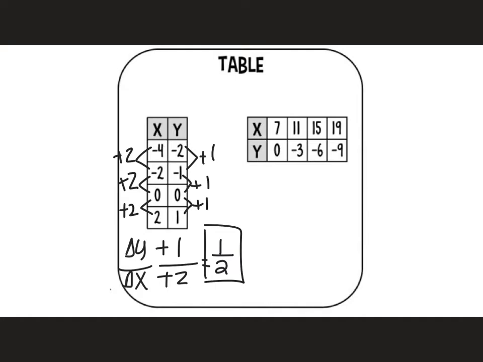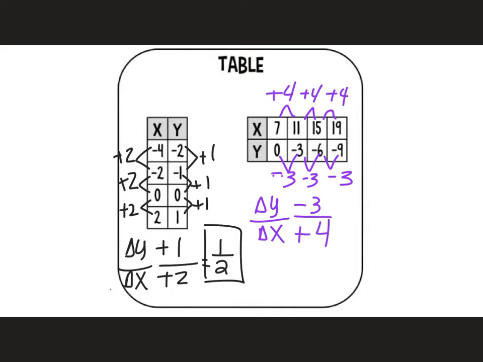Let's try the next one. Again, this is a horizontal table, but we still treat it the same way. We're still going to do change in y over change in x. So my change in y each time, I guess I wrote that a little too close to my table. Let me move that down. So we're going to do change in y over change in x. So my change in y each time, it's getting more negative this time, so we're subtracting 3 each time. So our change in y is a -3. While our change in x is getting bigger each time. So this would be a +4 each time.